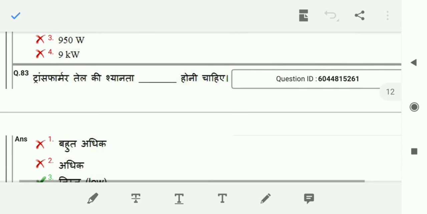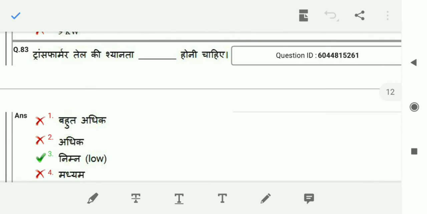Next, coming to question number 83. Transformer oil की स्थानता dash होनी चाहिए. That means the viscosity of the transformer oil is dash. Okay, viscosity of the transformer oil is dash.